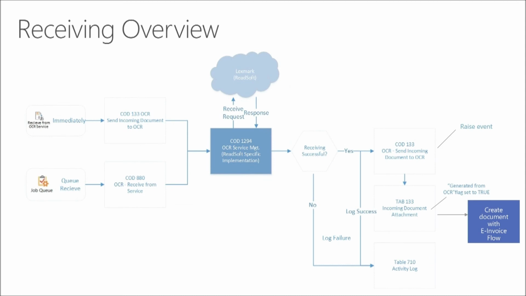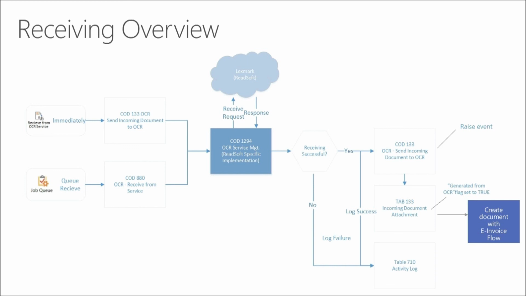Receiving, it's similar to sending. However, the important part here is to understand that we will create a new incoming document attachment, which will be the XML, and then we treat it the same way as we are treating all of the electronic documents. So the flow that you saw in Ciprian's demo is going to take over from there.